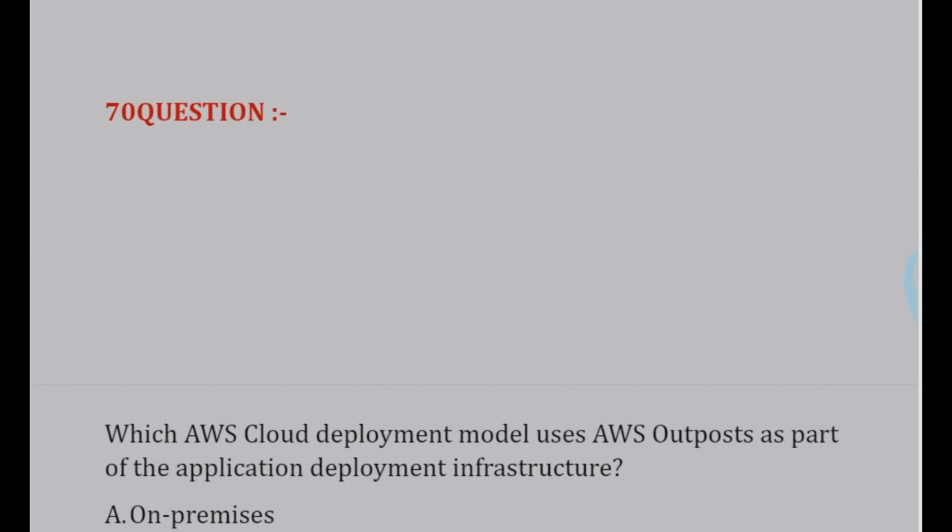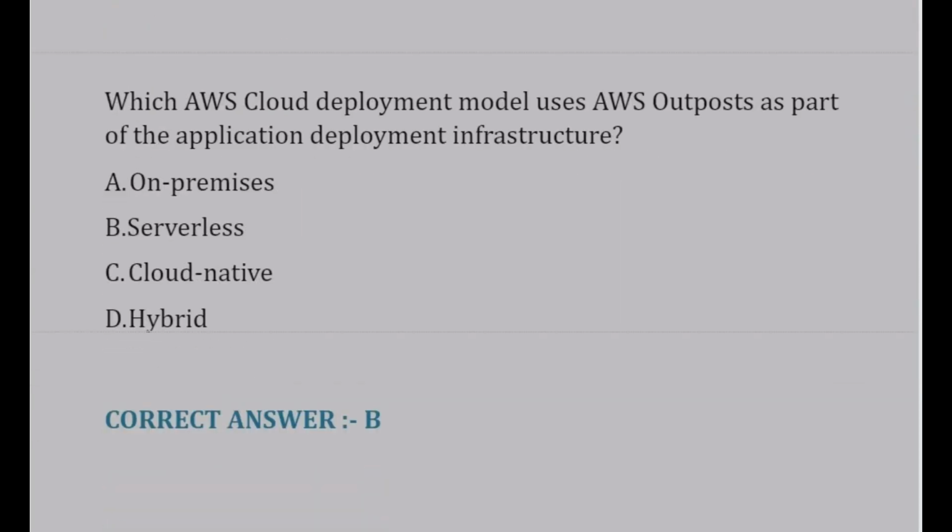Question is which AWS cloud deployment model uses AWS Outposts as part of the application deployment infrastructure? Option A on-premises. Option B serverless. Option C cloud native. Option D hybrid. Correct answer is option B.